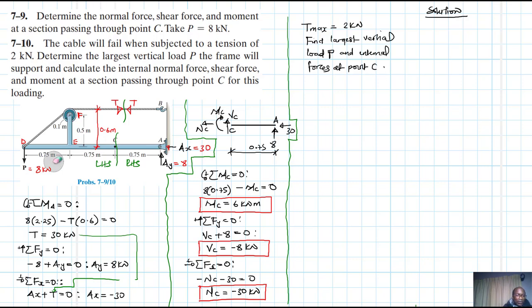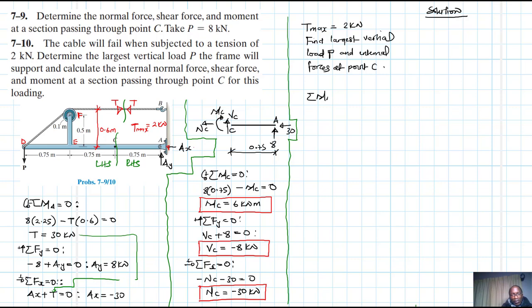So let's find this P. We are going to use the same body, the same structure. Let's just get rid of these values because they will change. All right, so let's work out. So we have T. In this case, our T max is equal to 2 kilonewtons. Okay, so then let's start applying the equations of equilibrium.